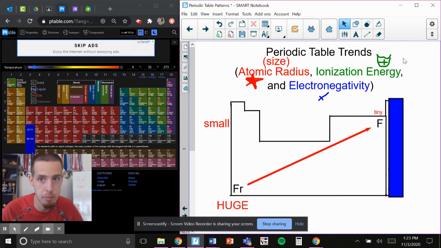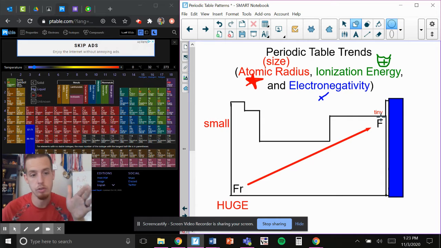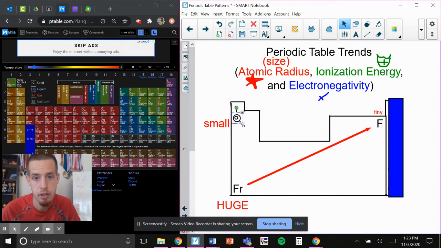Now, the big question with atomic radius is, honestly, why is it really big over here and really small over here? To do that, we need to talk about up and down and left and right. And again, these work for every column, every row. I'm talking specifically about using the first column as an example. It works through the second column all the way to the 18th. And that idea is, going down, there are more layers and more orbitals.